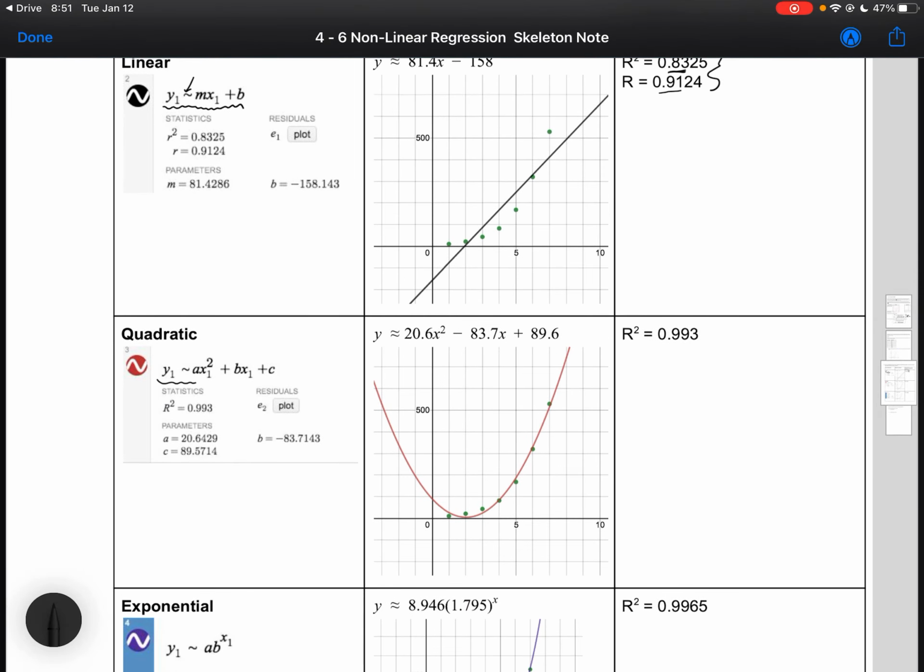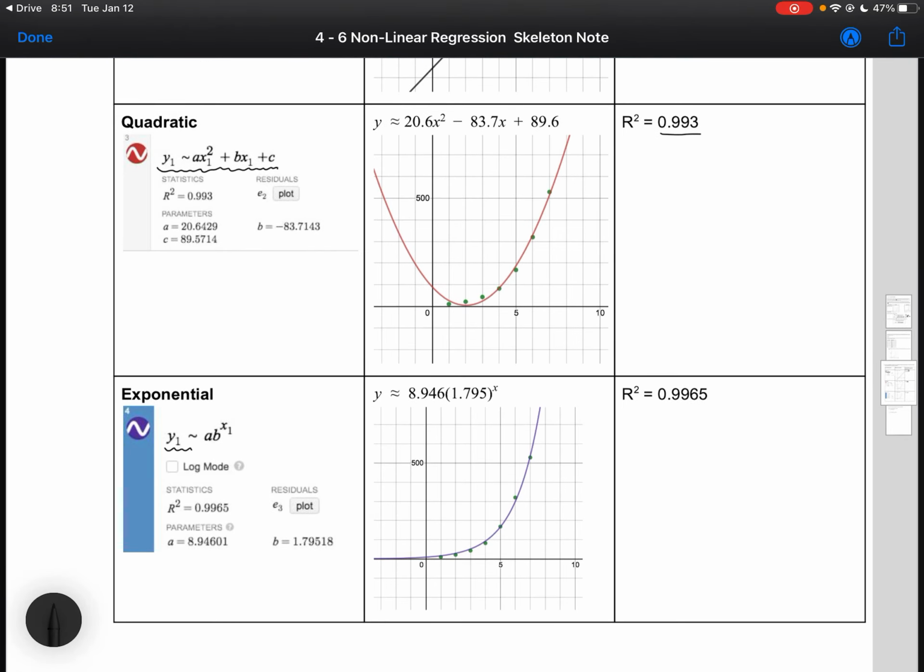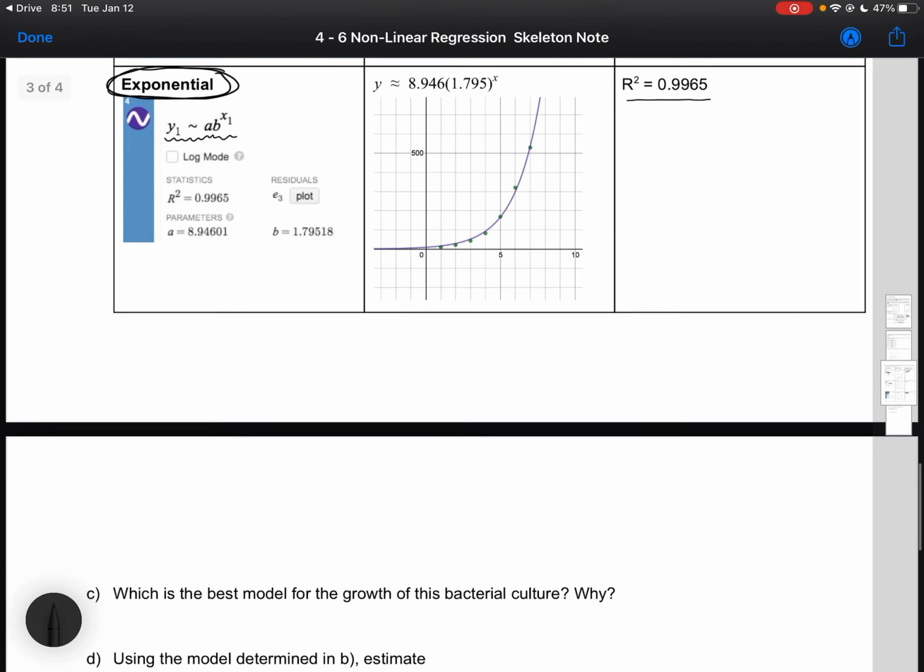Let's take a look at our next type of regression. This is what you type into Desmos, just like above. Make sure you have the subscripts for the ones. This is going to generate a parabola or a quadratic. Our R squared value here is 0.993, a much better fit than our line. The last one that we're going to see here is our exponential. This is what you type into Desmos. It will spit out your statistics, and here's our R squared value: 0.9965. This is our best fit or best regression for this table of values.